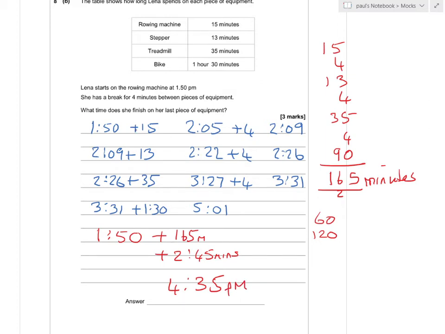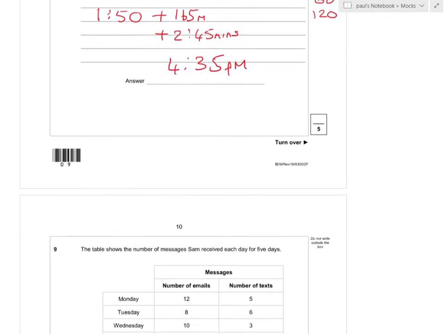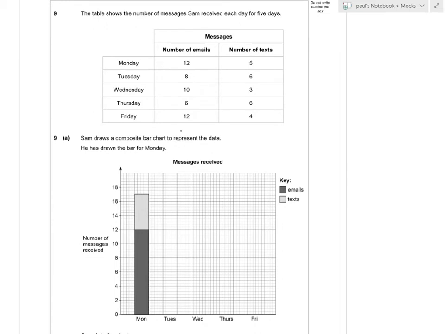Let's have a look. 1:50 and 15 is 2:05. Yeah, plus 4 is 2:09. 2:09 and 13 is 2:22. Plus 4 is 2:26. 2:26 and 35. Oh, that's where I've gone wrong. 3:01. 3:01 plus 4 is 3:05. And 3:05 plus 1:30 is 4:35. Yeah, 4:35. Sorry, I made a mistake. I can't get them all right all the time.